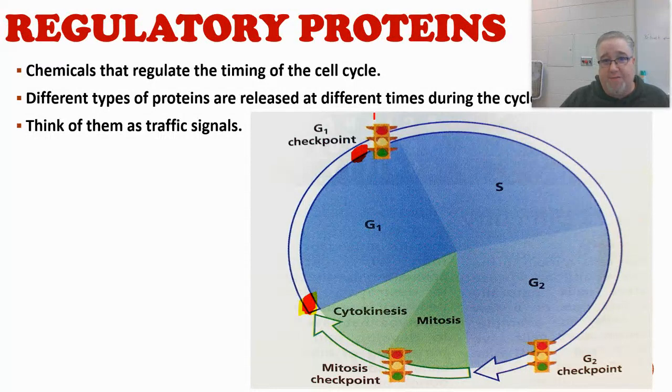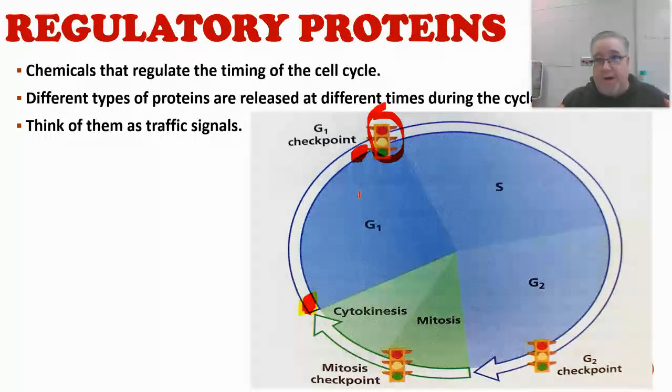So this first stoplight is a regulatory protein. It's a signal to the cell that basically says you can't go on unless you've done all the things that are required in G1. Let's remember from the last lecture, during G1, the cell gets bigger and all of its organelles get copied. If those two things don't happen, then the cell cannot move on into the next stages of the cycle. But let's assume that the cell did what it's supposed to do, and now it's ready to move on to the next stages. So the regulatory protein will allow the cell to move on.